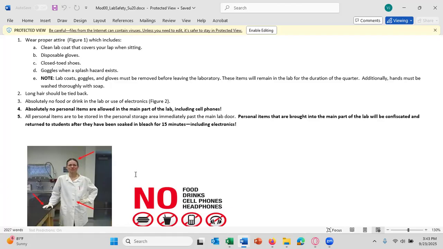Anything brought into the main part of the lab which shouldn't be there will be confiscated and will only be returned to you after it's soaked in bleach for 15 minutes or put into the autoclave. Either of these will destroy electronics, so obviously don't bring your cell phone into a real microbiology lab.